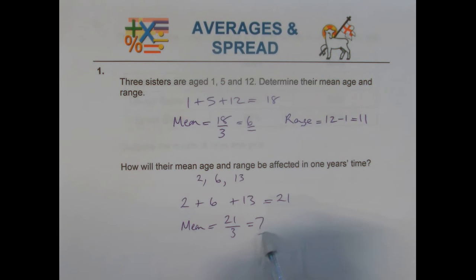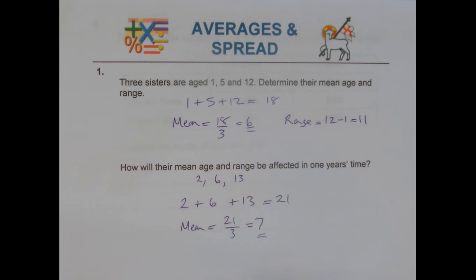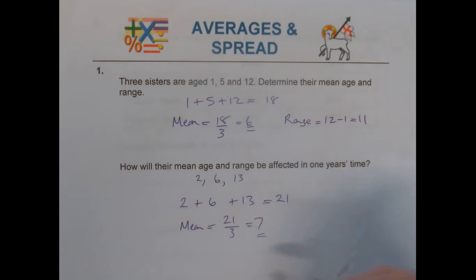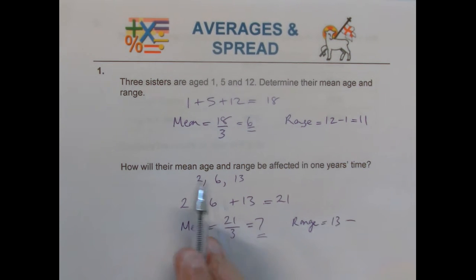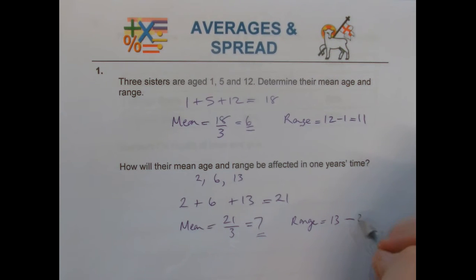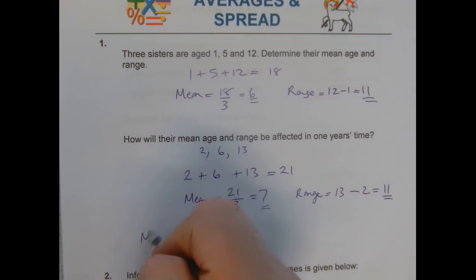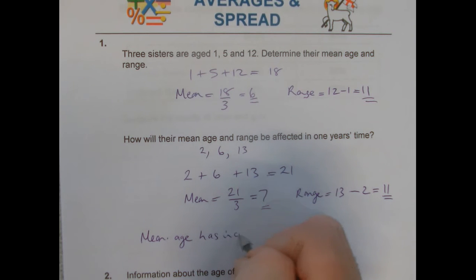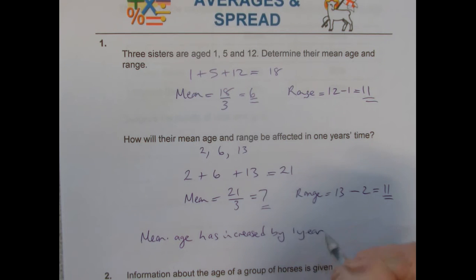So notice the mean has increased by 1 year, because we're 1 year further ahead. If we look at the range, now the highest is 13, the lowest will be 2. So 13 take away 2 is 11. Notice the range does not change. So we could say the mean age has increased by 1 year, because of course they are all 1 year older.